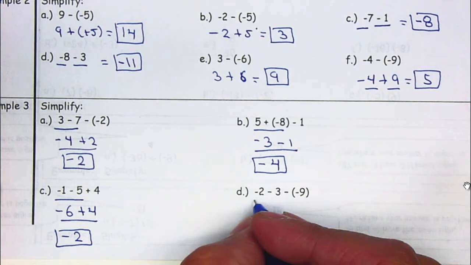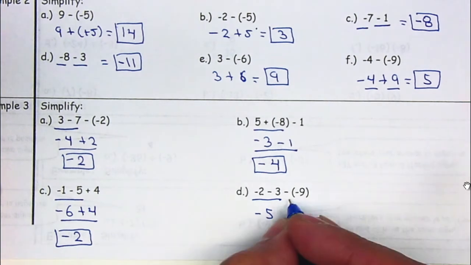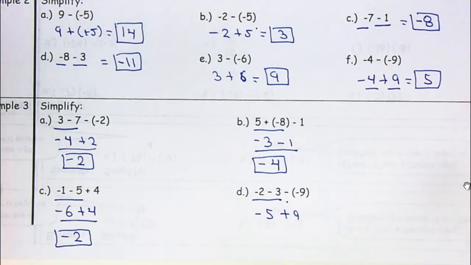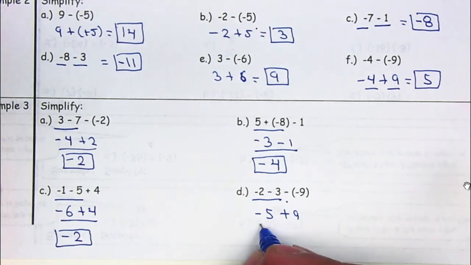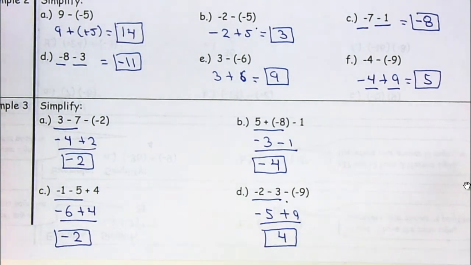For letter D, same sign, we are going to be adding. Keep the sign of the bigger number. We are going to rewrite the minus negative 9 as a positive 9. Different signs, we're going to subtract and keep the sign of the larger number, which is positive.